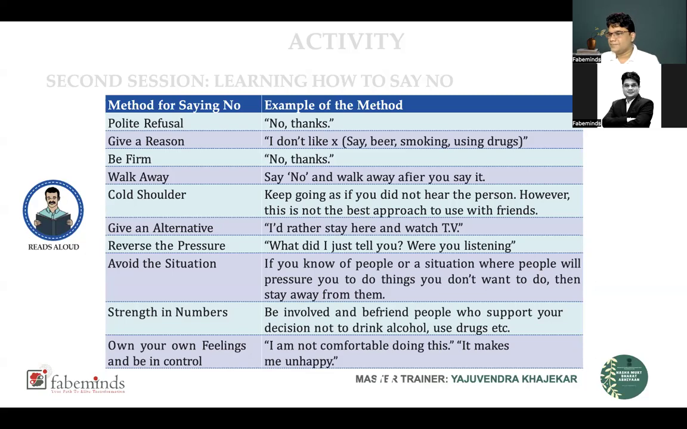So be firm. No, thanks. Okay. So you should sound like it. You're saying it very firmly. No, thanks. Okay. So walk away. Say no and walk away.